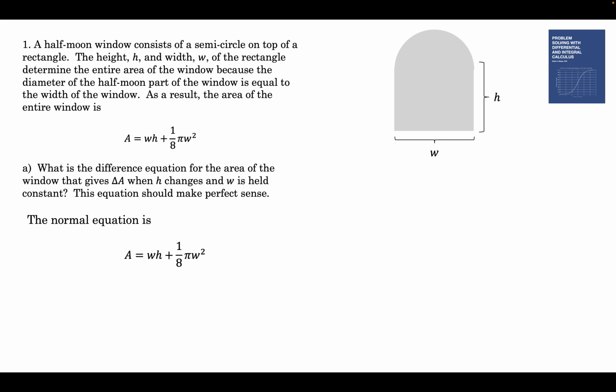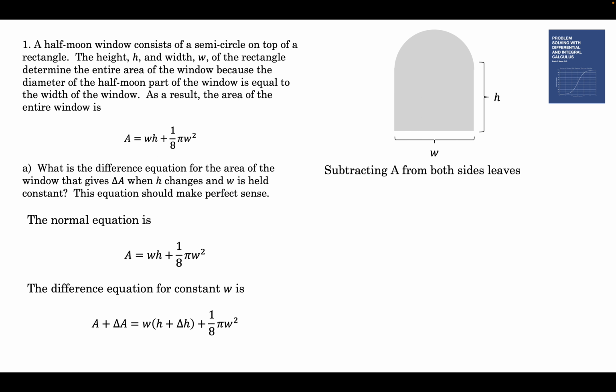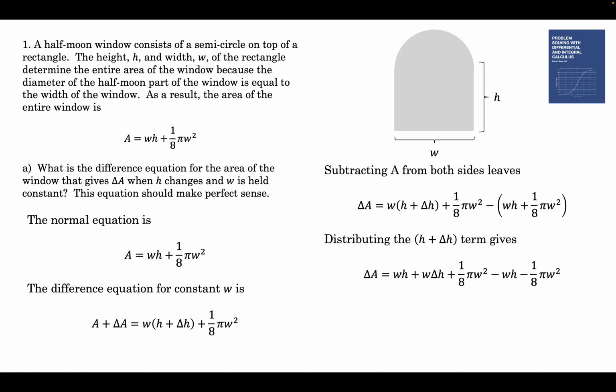The normal equation is what's given. The difference equation for constant w: we're not going to change w. There's no delta w, only a delta h. So we're changing h right here, and we have a change in area as a result. So I subtract the area A from both sides, which is wh plus 1/8 pi w squared. We're only left with w delta h. There it is.